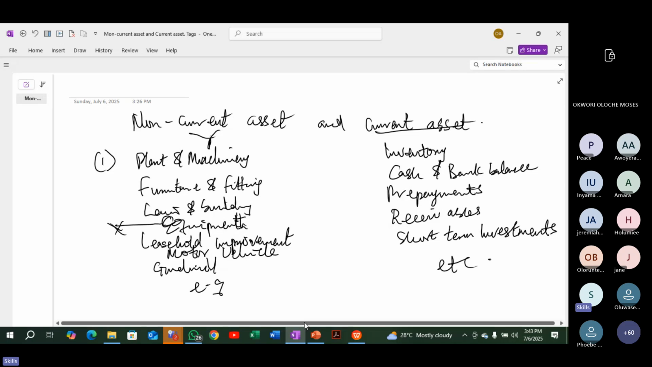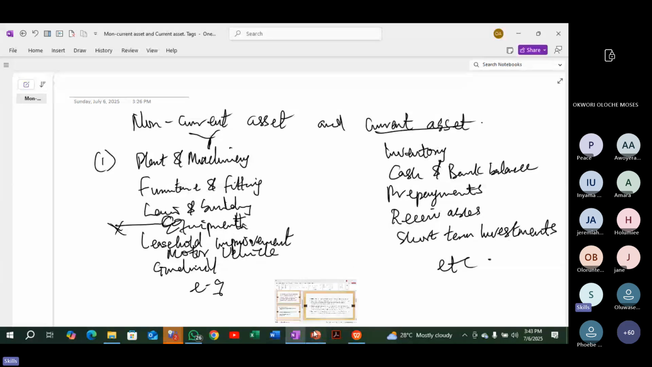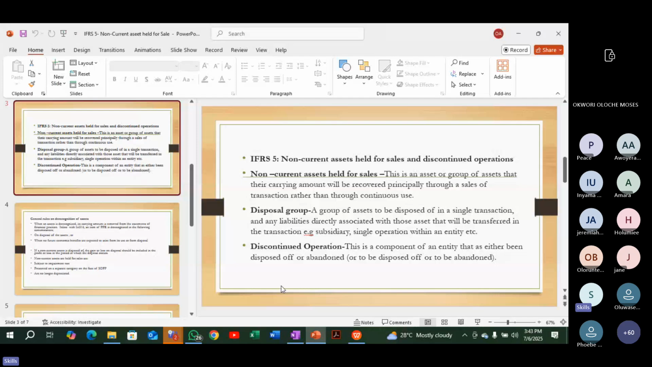As we continue, accountants, we now have the disposal group. We all believe that we have something we call group accounts. For your level, we are still going to be dealing with group accounts. But basically, who do we call a group? A group is a group of people or companies coming together to form one particular entity.